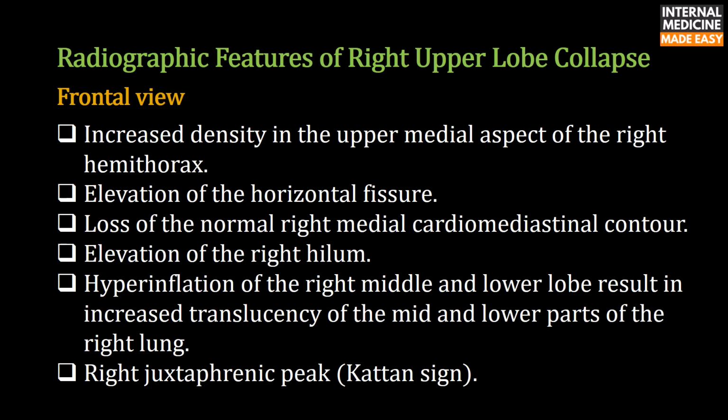Radiographic features of right upper lobe collapse. In a frontal view, there is increased density in the upper medial aspect of the right hemithorax, elevation of the horizontal fissure, loss of the normal right medial cardiomediastinal contour, elevation of the right hilum, hyperinflation of the right middle and lower lobe resulting in increased translucency of the mid and lower parts of the right lung, and right juxtaphrenic peak, Caton sign.